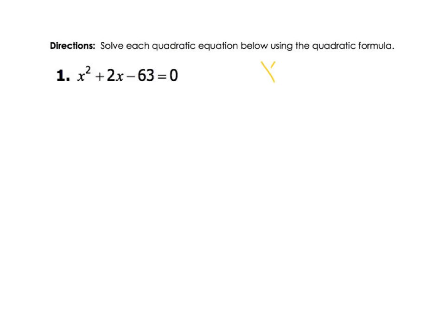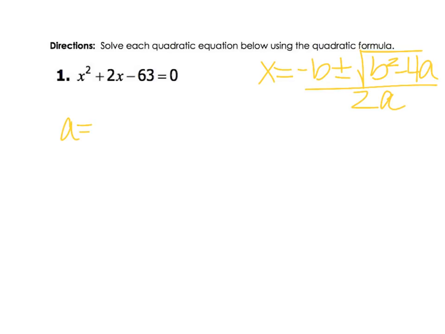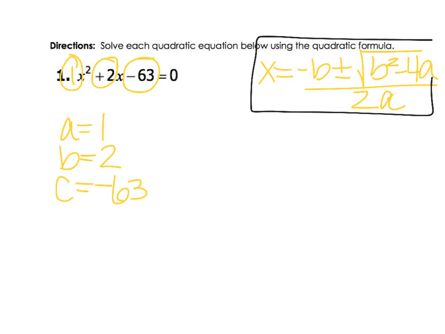So we've got x equals negative b plus or minus the square root of b squared minus 4ac all over 2a. All right, so first thing we want to do is identify our a, b, and c. So a, b, and c, what do they all equal? Well, we know a is 1 because there's an invisible 1 in front of that x squared. B is 2, and c is negative 63. Then what we want to do is plug it into our quadratic formula over here.